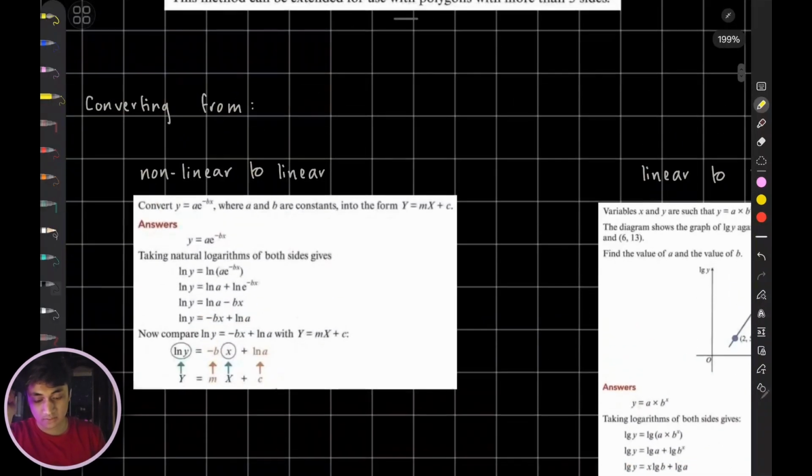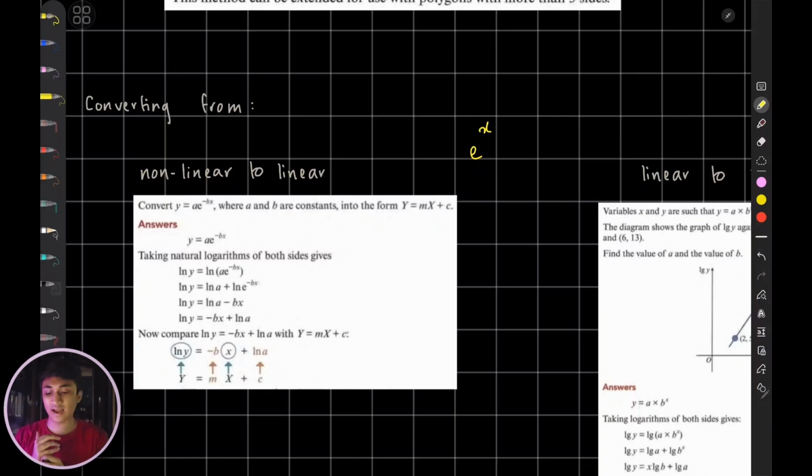Now, what do I mean by converting non-linear equations to linear equations? What I basically mean is I'm talking about a specific type of equation, that is an exponential equation, where you have e as a part of the function. Basically, I'm talking about e to the power x equations. In these cases, you can convert this into a linear function. How do you do that?